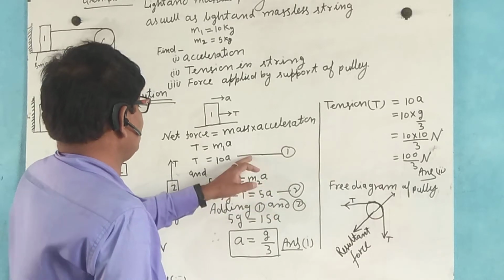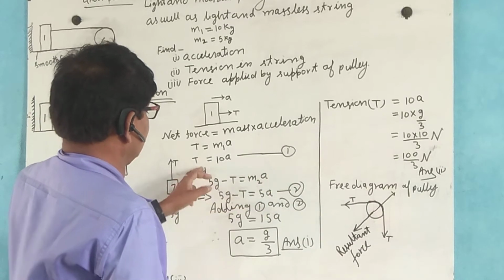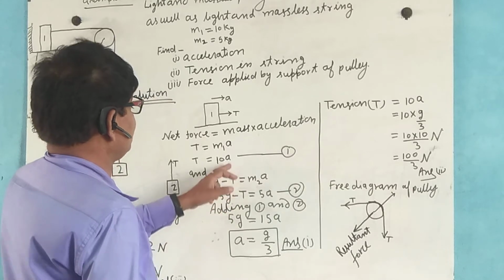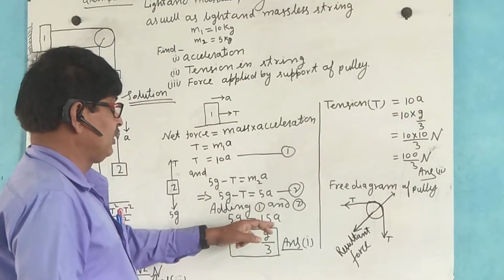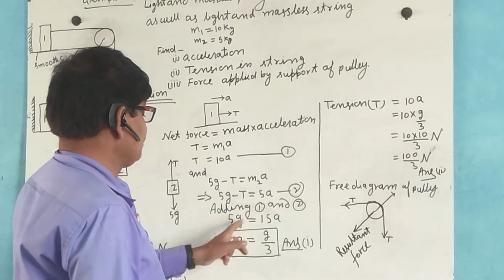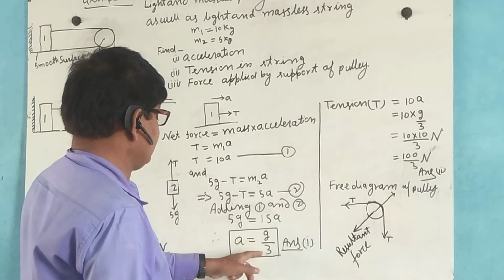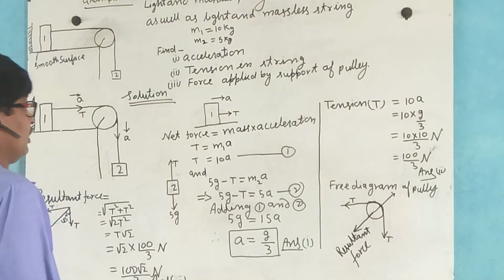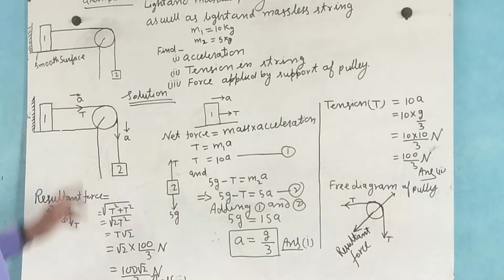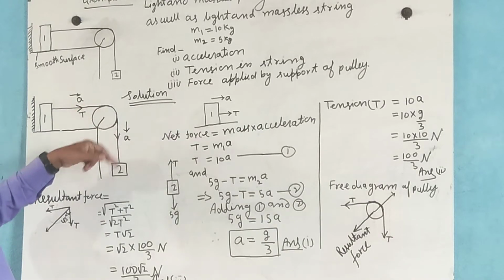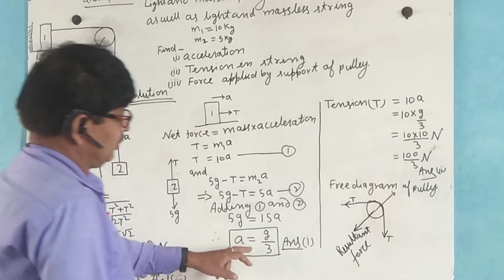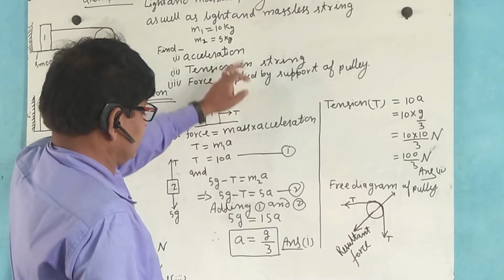Now adding 1 and 2, T and T cancel, 5g is equal to 10a plus 5a, which is 15a, so a is equal to 5g by 15, that is g by 3. This is the acceleration of the string here. Now this is the first answer.